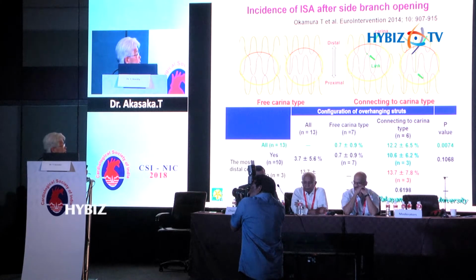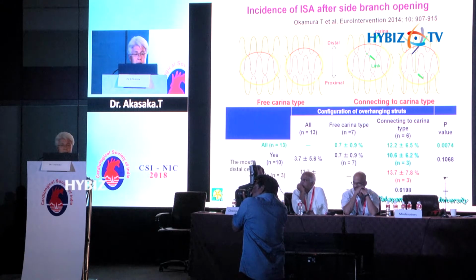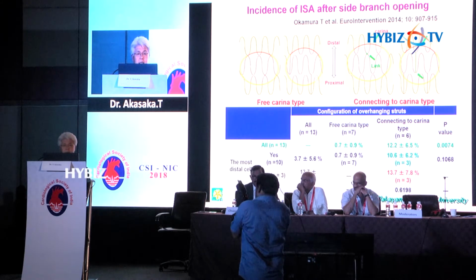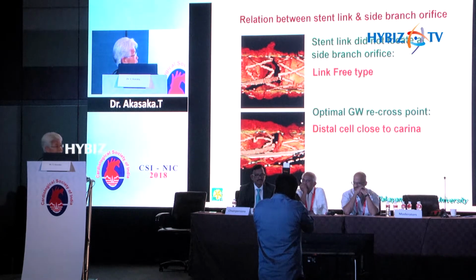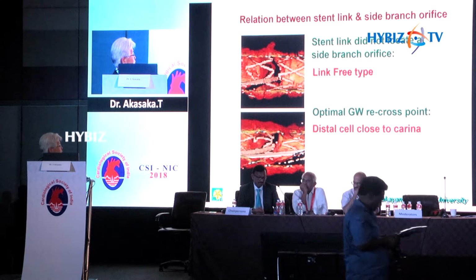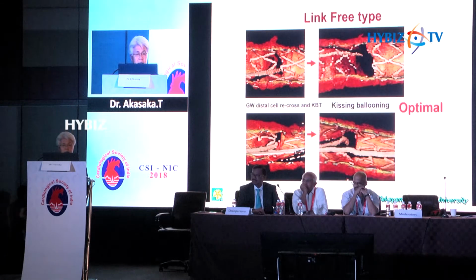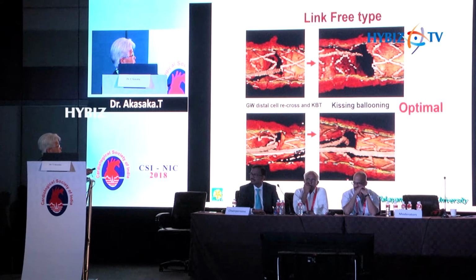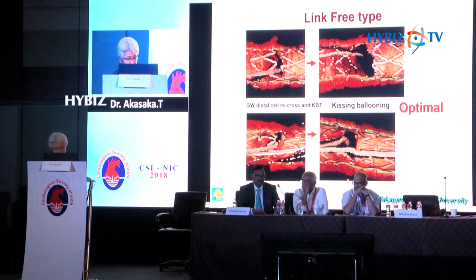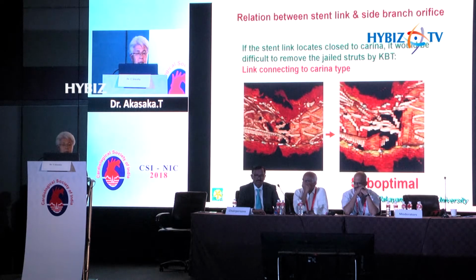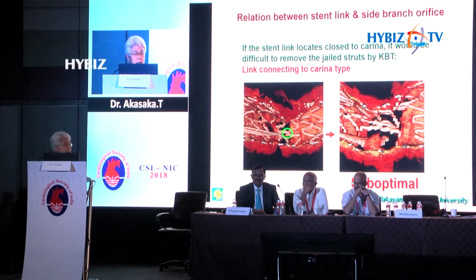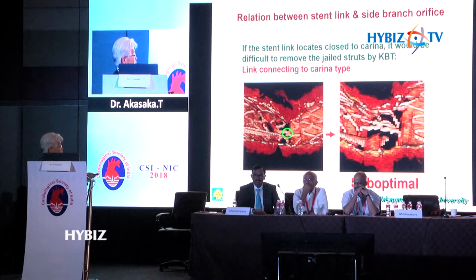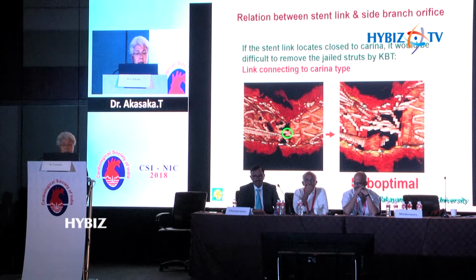And if there is a link connecting type, carina type, you cannot get a good result, as shown in this pilot study by Dr. Okamura. And this is one of the examples. This is a link-free type, and the wire can succeed to insert into the distal cell. And if you do the kissing balloon, you can get an optimal result, a very big side branch orifice. And this is a suboptimal result because there is a link here. And if you dilate, still you have lots of struts at the orifice.